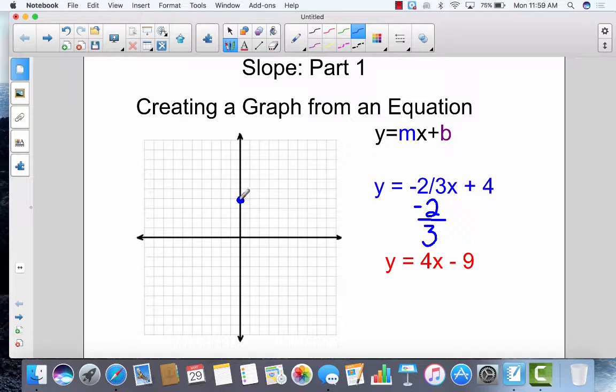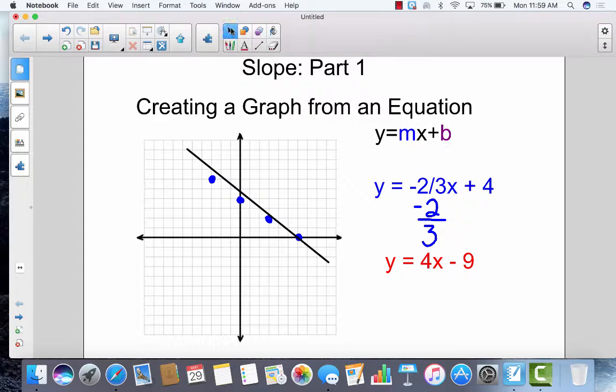So to get from my first point to my second, I'll come down 2 and right 3, and I draw another point. And then again, down 2, right 3, and I draw another point. I could also do the opposite of that. I can go up 2 and left 3 and extend my line in the other direction. Keep in mind when you're finished, you should always have a straight line that goes through all of your points because these are linear equations.